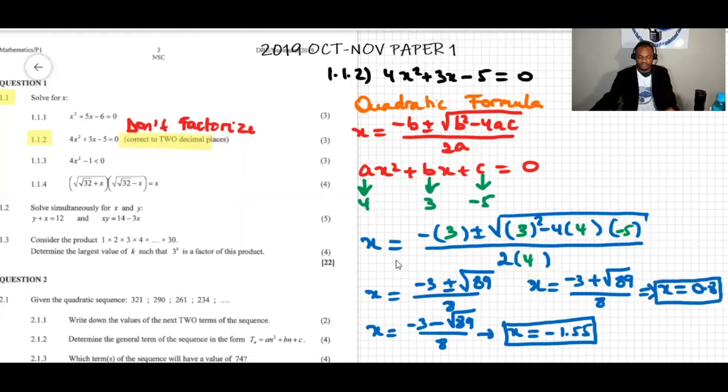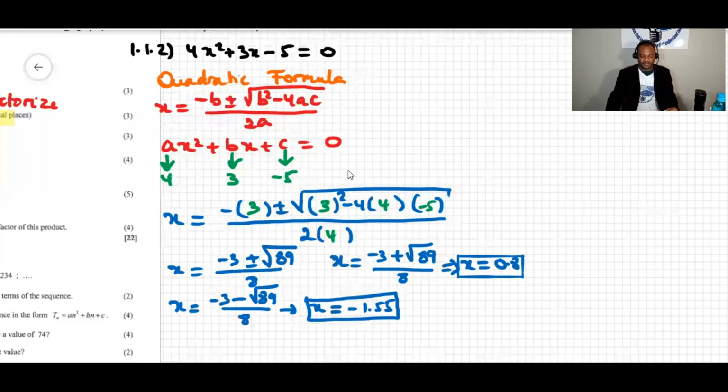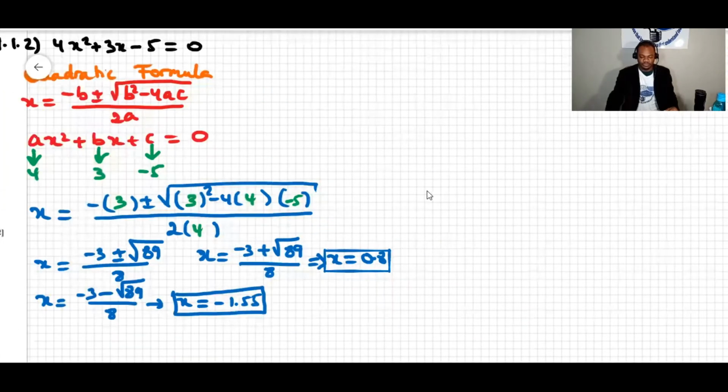Now the same problem can also be solved by completing the square. I'm going to move the board over here to show how we can solve this by completing the square.